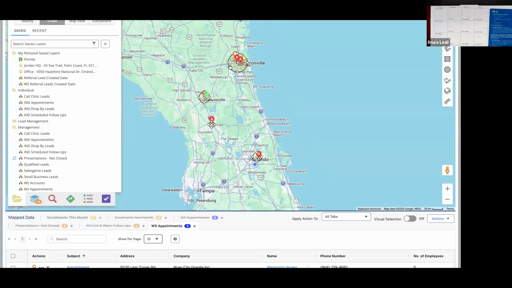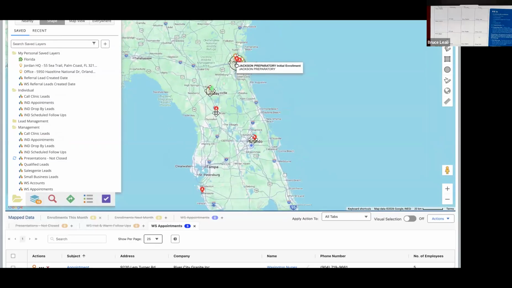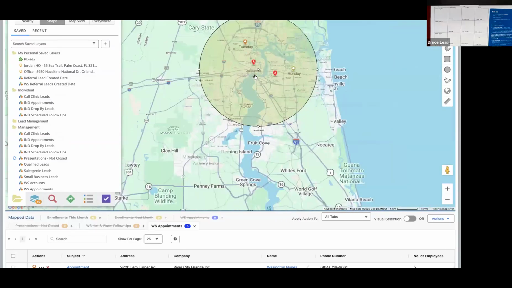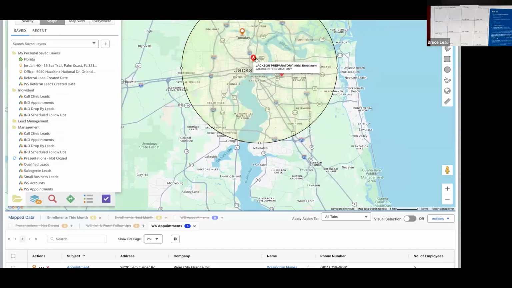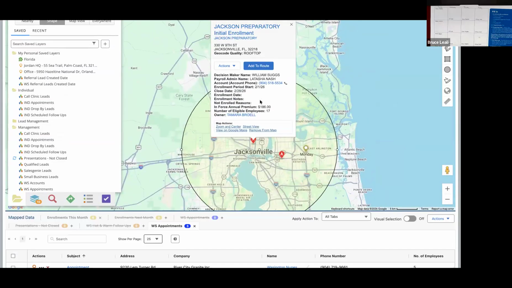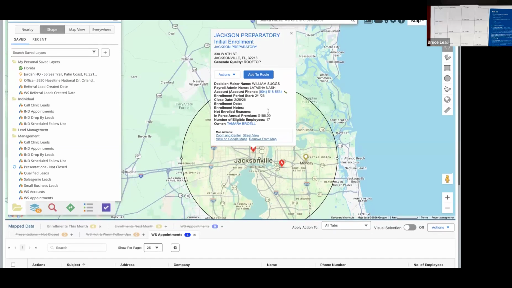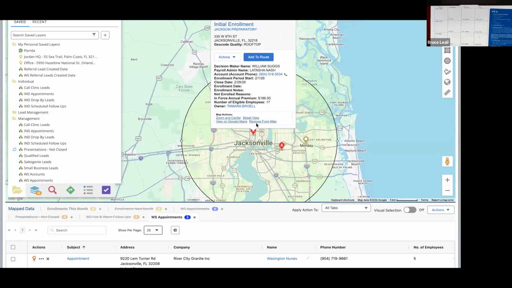So what I'm going to do is go in here and take a look at what I've got going on. And I've got this particular annual enrollment. If I click on it, here's a couple of things that it tells me. It tells me who the DM is, what I've got going on. It has the number of employees that it has, and here's what it's going to tell me.